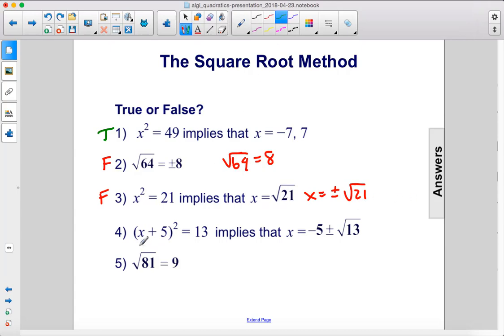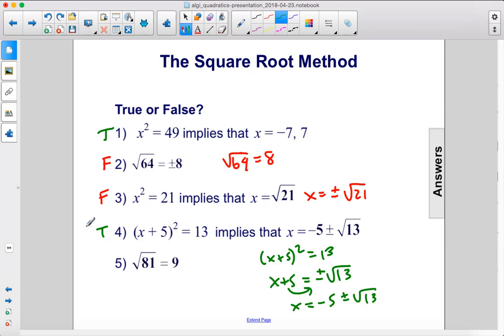All right, (x plus 5) squared equals 13 implies that x equals negative 5 plus or minus square root of 13. This is true. So if we have our (x plus 5) squared equals 13, that means that x plus 5 equals plus or minus square root of 13, and then we just move that 5 over to the other side, negative 5 plus or minus the square root of 13, so this is true.